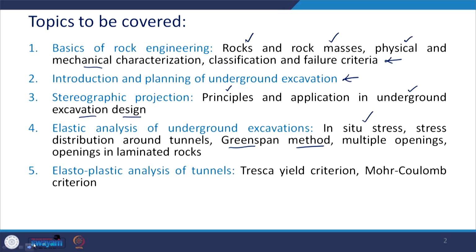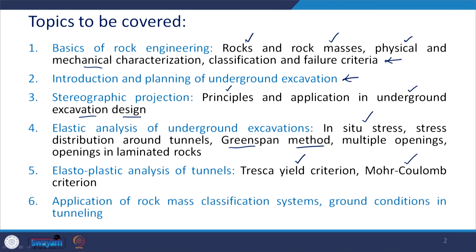Then we will move to the elastoplastic analysis of tunnels, and in this one we will take two types of yield criterion. One is the Tresca yield criterion and another is the Mohr-Coulomb yield criterion, and using these two criteria we will see how the elastoplastic analysis of tunnels can be carried out.